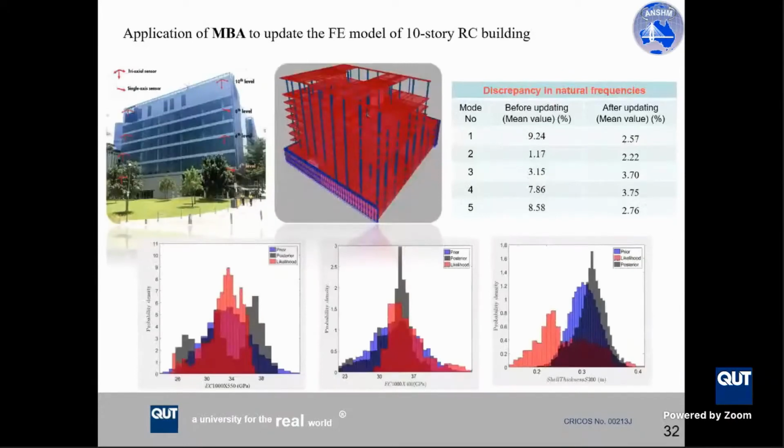We also apply the modular Bayesian model updating approach to update the P block, and we obtain very good results in natural frequencies compared with the measurements. For example, the error in the first mode reduced significantly from 9% to 2.57%, as well as the error in higher modes, which reduced from 8.58% to 2.76%.